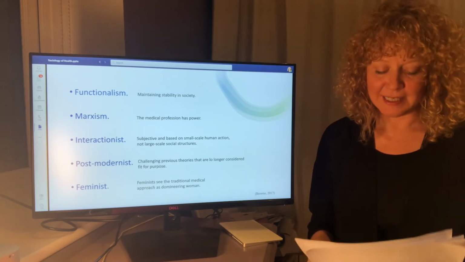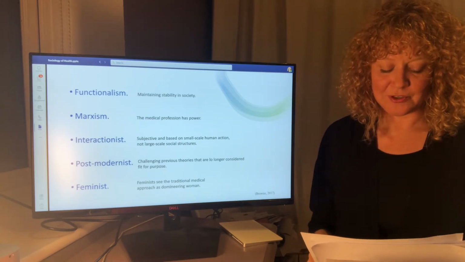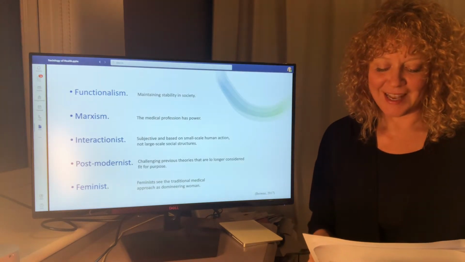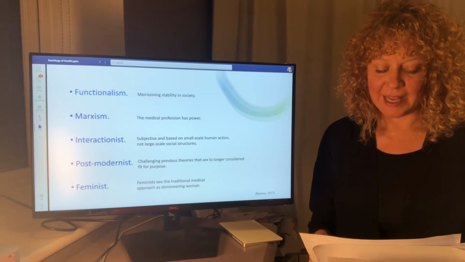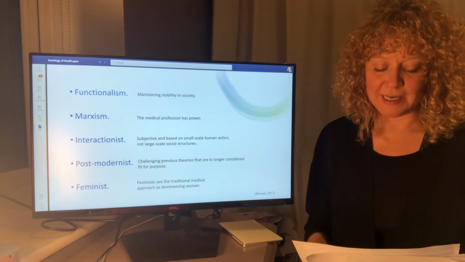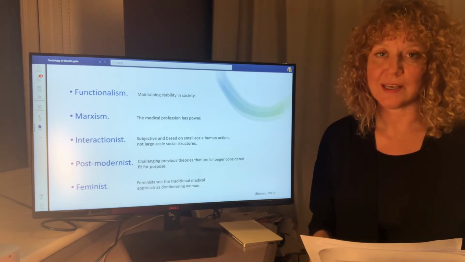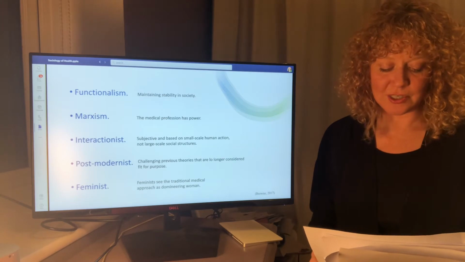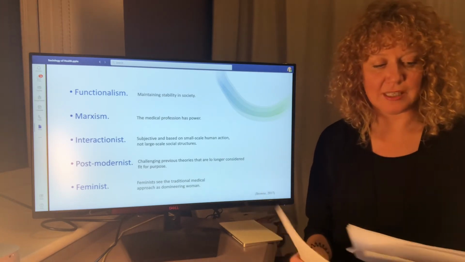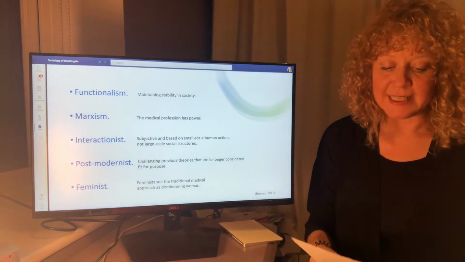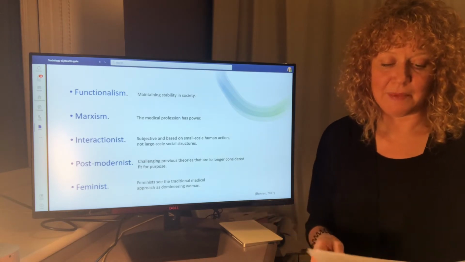Interactionist. Subjective and based on small-scale human action, not large-scale structures. Interactionist approaches to health are concerned with the subjective experience of health and illness, implying that different people give different definitions and meanings to health, and how they experience health and illness depends on their social situations. This social construction is contributed to by the interaction between people, such as doctors and patients. An example is the labelling process, as people become known as sick through doctor and patient interaction.